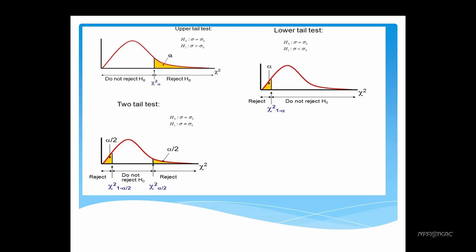On the other hand, a small value of the statistic indicates that the population variance is smaller than the hypothesized value. In the case of two-sided alternative, both larger and smaller values of the test statistic favor the alternative hypothesis.